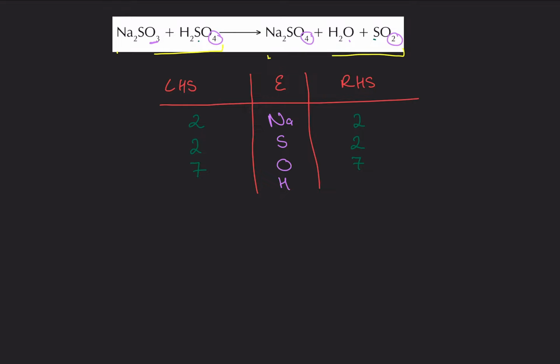Then if we look at the hydrogens, we have 2 here and 2 here. So we'll build that in. Looking at it, we need to check if it's balanced. 2 sodiums on each side, that's perfect. 2 sulfurs on each side, 7 oxygens on each side, and 2 hydrogens. So this is what a balanced equation looks like. We don't need to add in anything to balance the ratios from either side. So we can say that that is fully balanced.